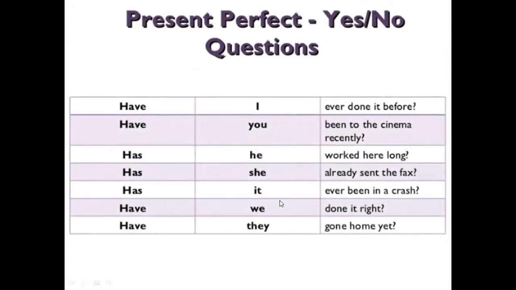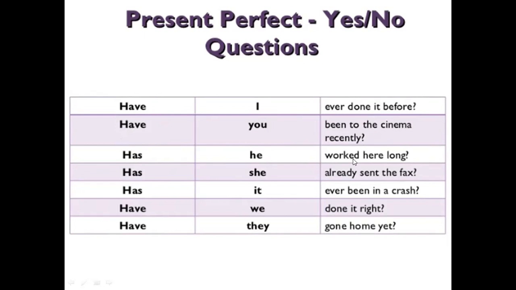And this time we are going to formulate yes or no questions using present perfect tense. It's very easy. We have to put first the has or have in the first part, and then the subject, and then the verb in past participle form. For example, have I ever done it before? So have, then the subject, and then ever done, past participle. Have you been to the cinema recently? So have, subject you, and then been, past participle.